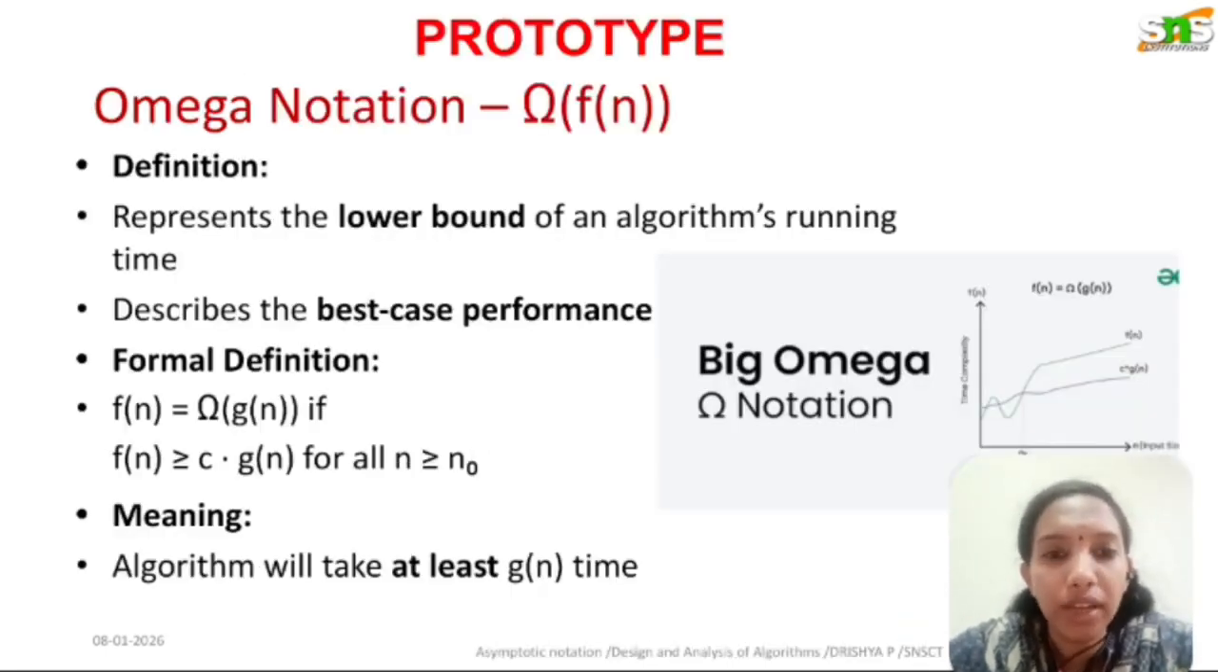The next is omega notation. It is represented by the letter omega of f of n. It represents the lower bound of an algorithm's running time. It describes the best case performance. The formal definition is, the function f of n equal to omega of g of n if f of n is greater than or equal to c of g of n for all n greater than or equal to n0. You should learn the notation's representation and formal definition by heart, which means the algorithm will take at least g of n time.